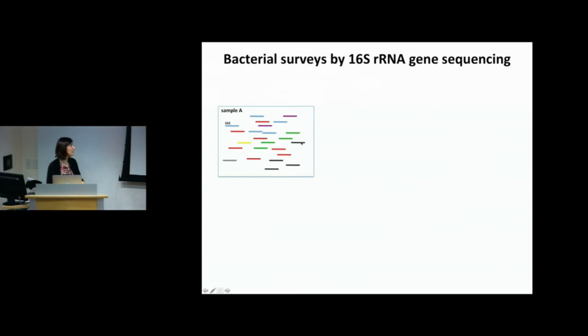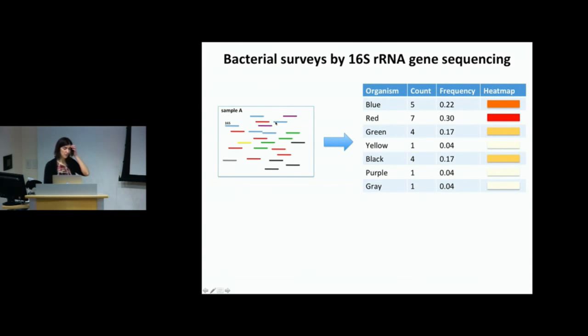So here I'm showing you all of the reads from a population, 16S genes that we have. Different colors denote different organisms. And so what we do is basically just count reads, and then you can group them based on organisms. So blue's got 5 reads, red has 7, et cetera. We can determine the frequency, adjust for the copy number of the 16S gene, like I mentioned, and then you can visualize using a heat map for the abundances.